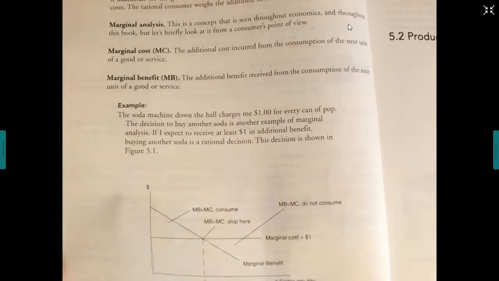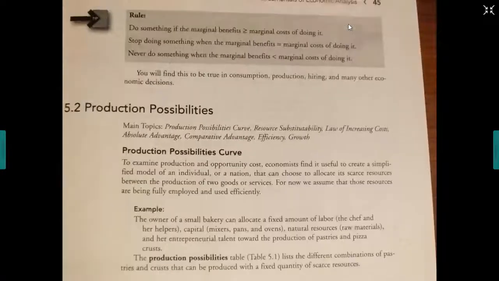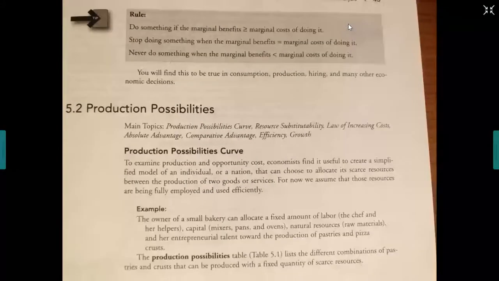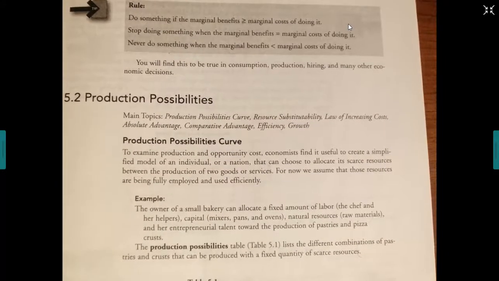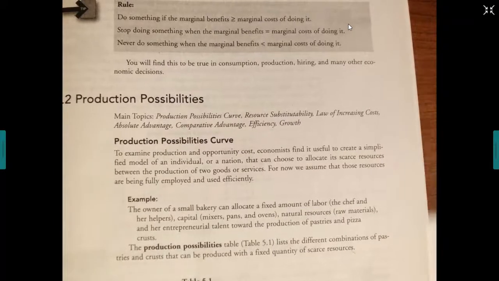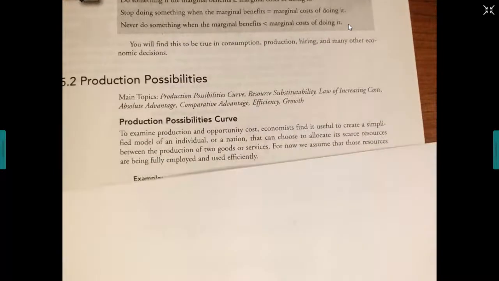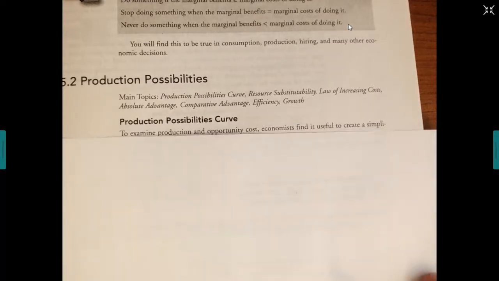Moving on. The production possibilities. Production possibilities is designed like a curve. It basically tries to show how much an economy can produce. Like I said before, businesses, or in this case, when we look at macroeconomics, overall economies, do not have the ability to produce an infinite amount of anything.